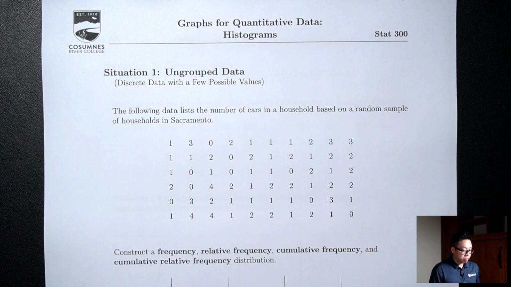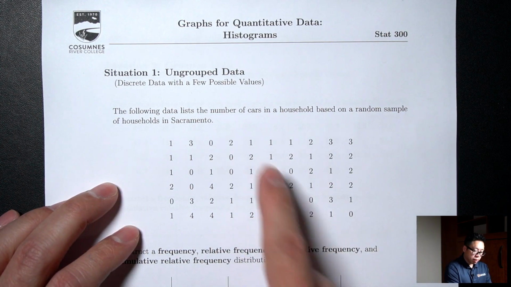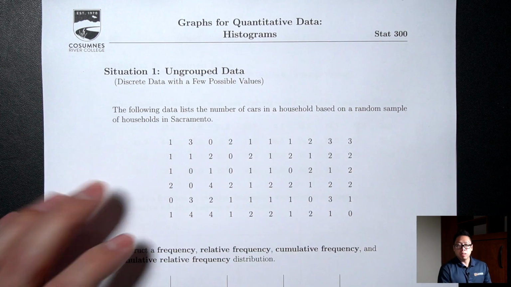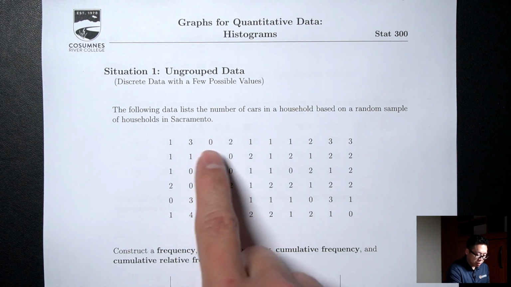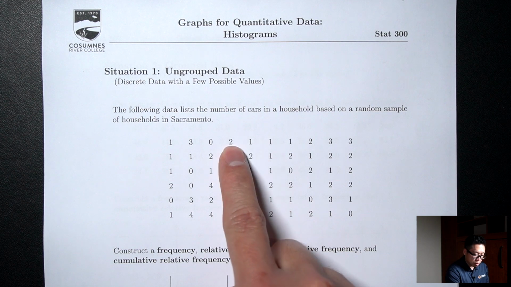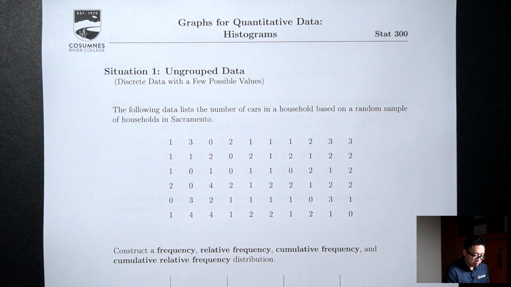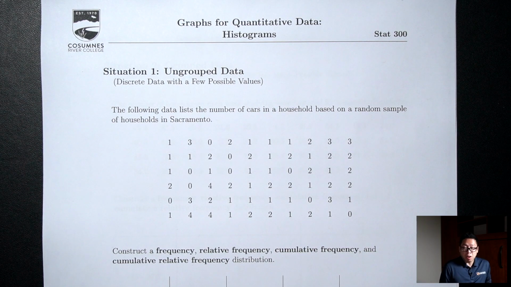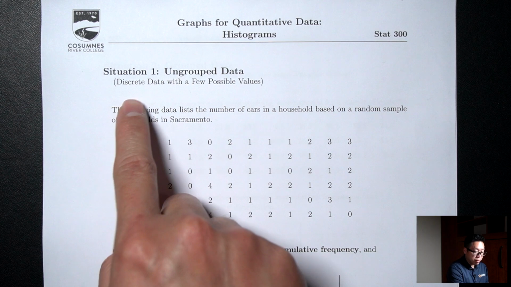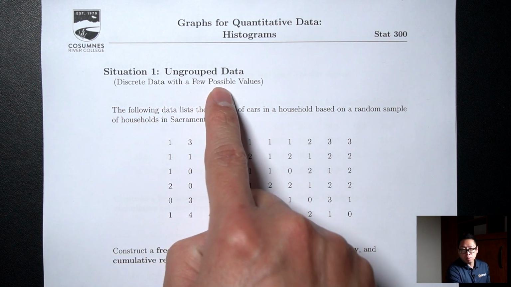The first situation here, the data represents the number of cars in a household. So we went to a bunch of households and asked people, how many cars do you have in your house? And these were the answers. If I look at my data set, notice that there's not a lot of different answers. I see a 0, a 1, a 2, a 3, a 4, and that's it. So that's all the possible answers in my data set. So this situation is a situation where we have discrete data with just a few possible values.